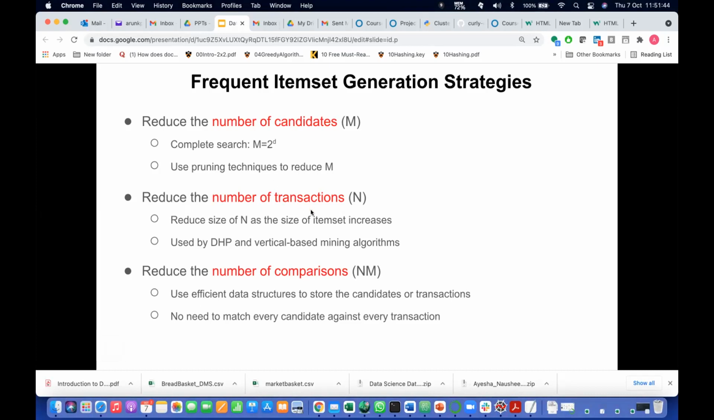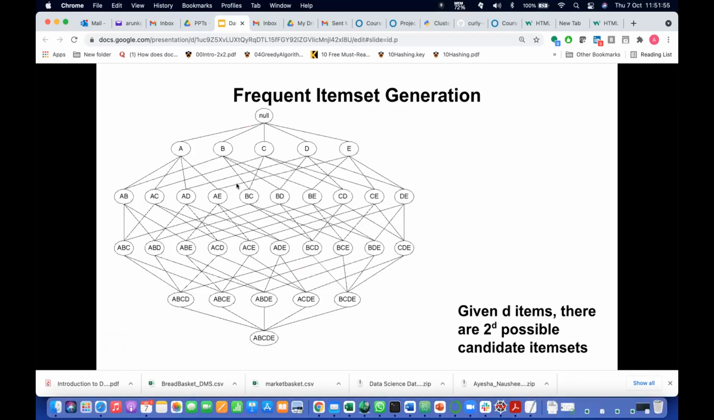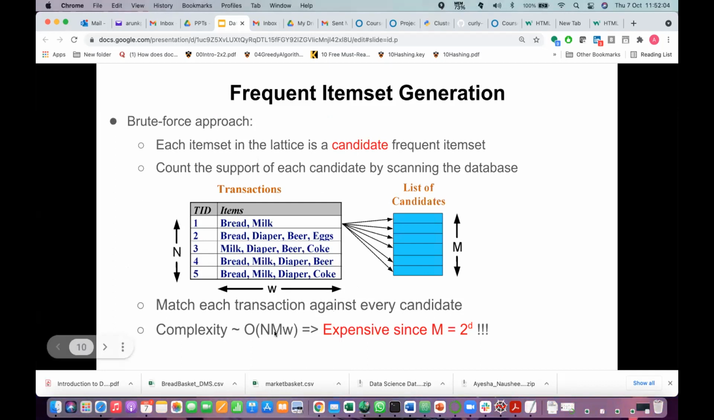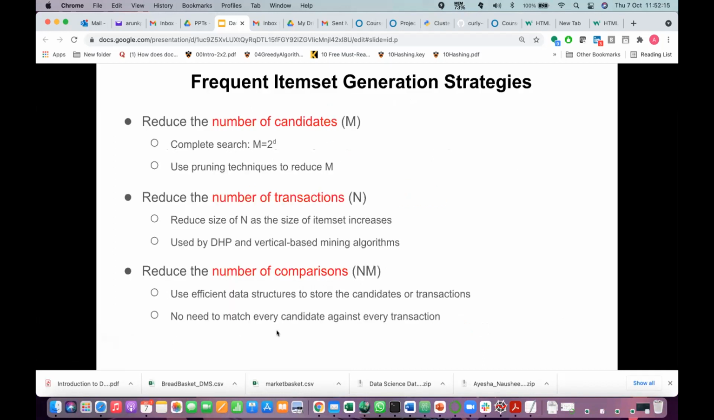Reduce the number of transactions. Reduce size of n as the size of item set increases. Another way: in this complexity, there are three parts involved. One is the number of transactions. If you can reduce the number of transactions, your complexity will come down. Another is M, the number of frequent item sets you are trying to see. If you can reduce that, then this complexity will come down. Anyway, average transaction width you cannot. So these two things we need to take care of.